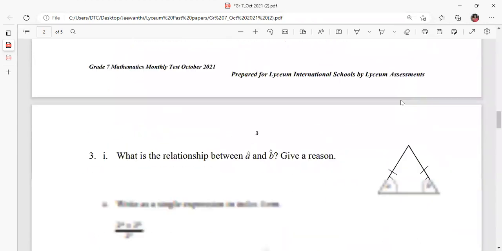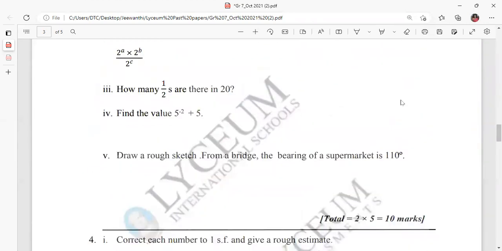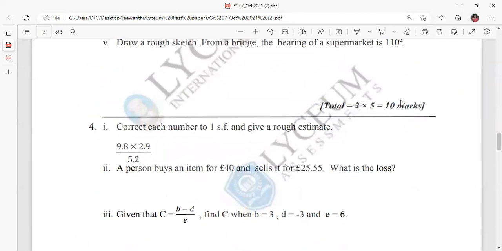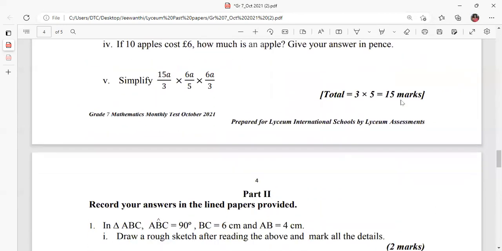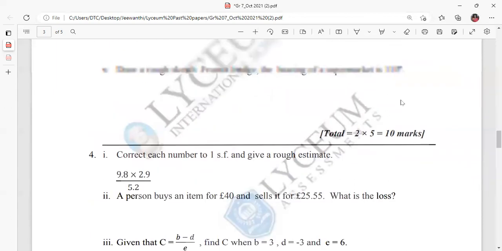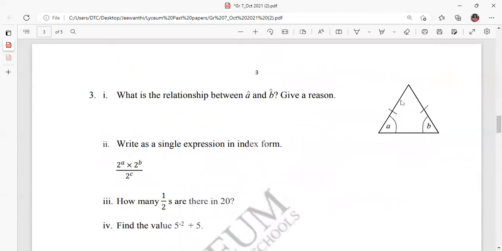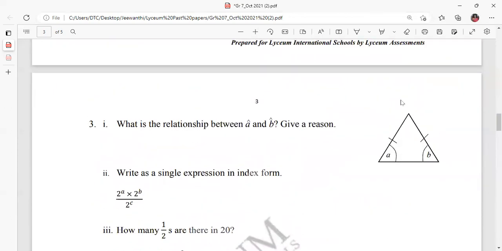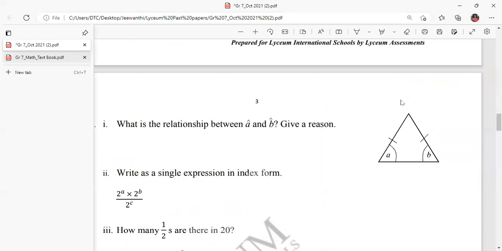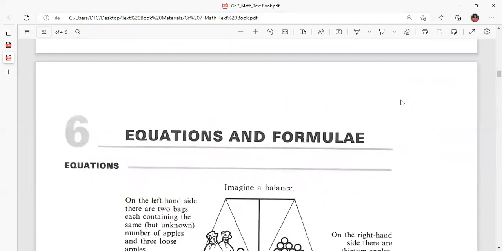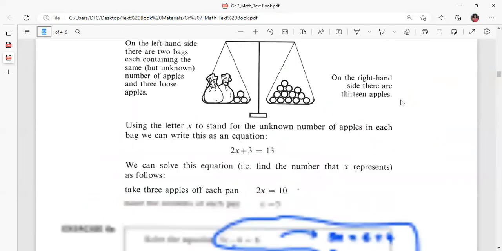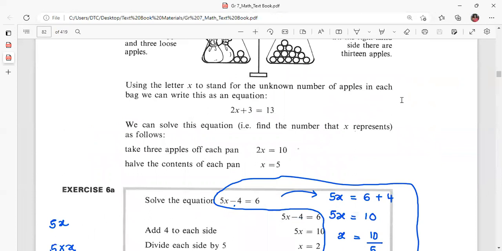Right. Then we can move to question number 2. Yeah, quickly we will finish part 1. Then we can start part 2 with a new video. What is the relationship between A and B? For that, I would like to show you something. Now you can refer to the textbook. It's like this.